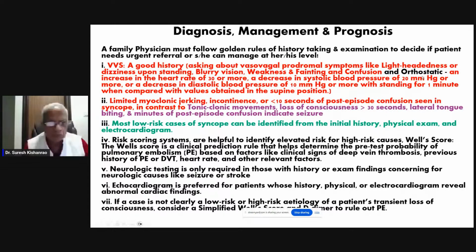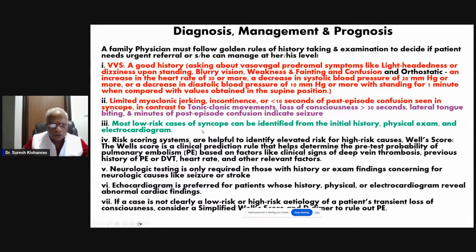Limited myoclonic jerking and incontinence, with less than 10 seconds of post-episode confusion, is seen in syncope, in contrast to seizures, where the loss of consciousness is more than 30 seconds. And tongue biting or post-episode confusion is indicative of seizure. So there is a difference between syncope and seizure. One needs to try to differentiate.